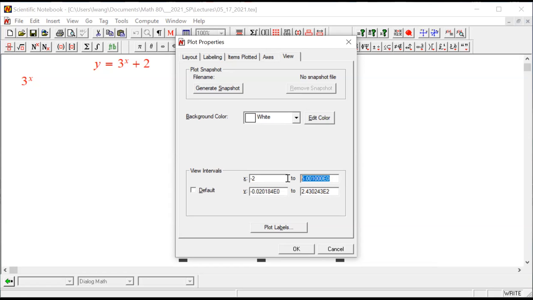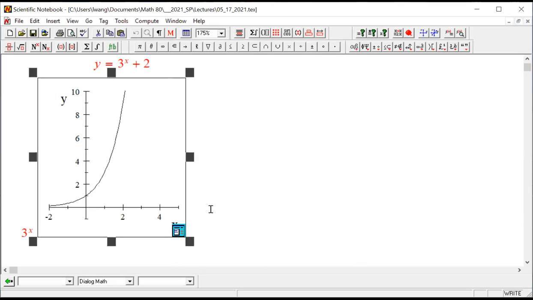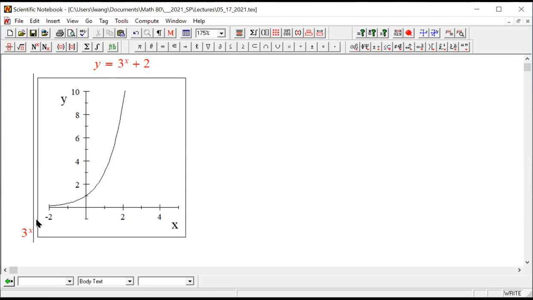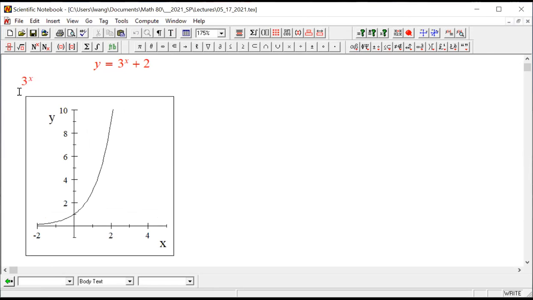Okay, we just use it. So what do we have here? I'm going to use a 10. Okay, it should work. So we have 3 to the power x right here.